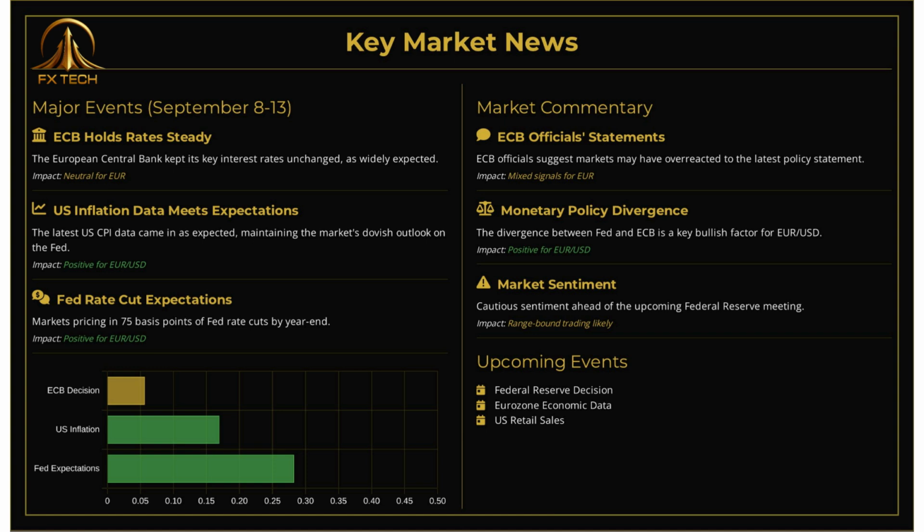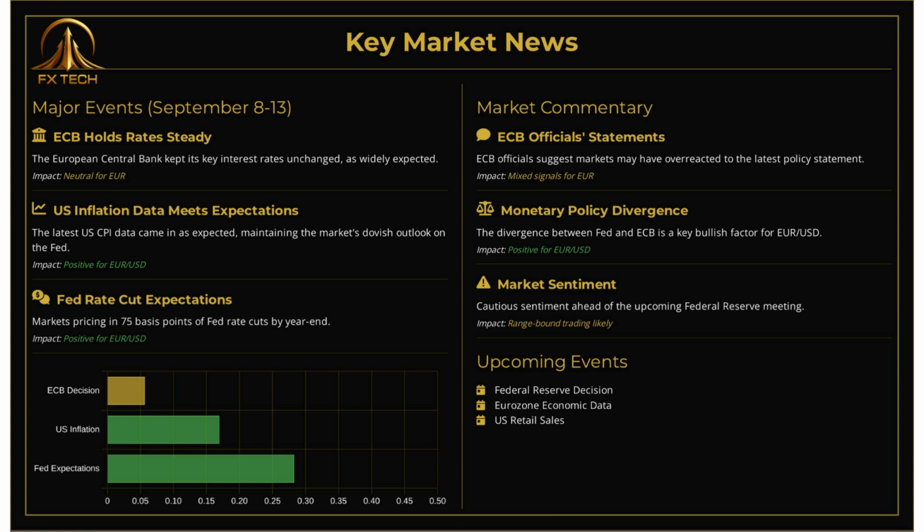More significantly, the US inflation data came in as expected, which reinforced the market's dovish outlook on the Federal Reserve. This, combined with the market pricing in 75 basis points of Fed rate cuts by year-end, provided a strong tailwind for the EUR/USD. On the right, we have some additional market commentary. ECB officials have been actively communicating, with some suggesting that the market may have overreacted to the latest policy statement. The divergence in monetary policy between the Fed and the ECB is a key bullish factor for the pair.